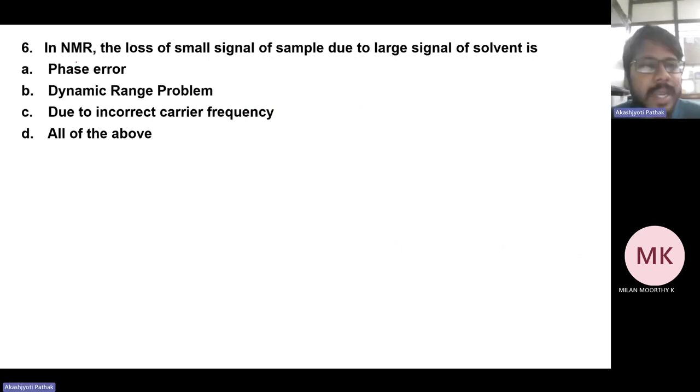Now moving to the next question. In NMR, the loss of small signal of sample due to large signal of solvent is due to.